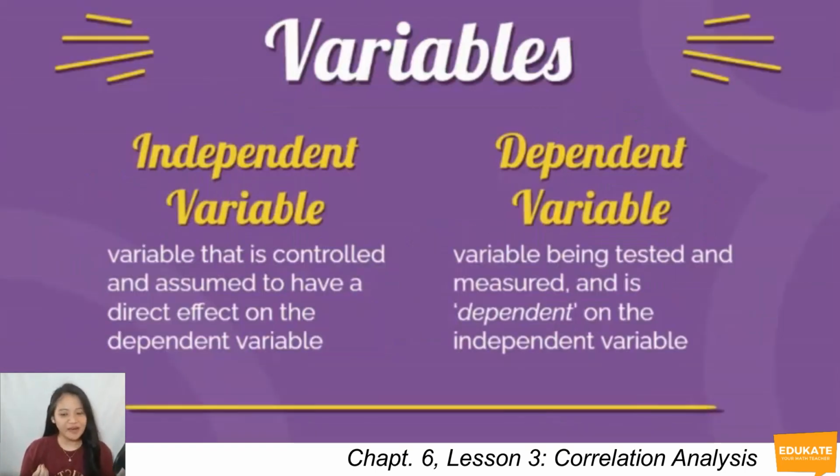So I've been talking about independent and dependent variables. Just to recall, we have the two types of variables, independent and dependent. Independent variables are variables that are controlled and assumed to have a direct effect on the dependent variable. Dependent variables are variables that are being tested and measured and are dependent on the independent variable. For example, your independent variable is how long you studied for your quiz in statistics and probability. Your dependent variable would be your score in the quiz of statistics and probability.